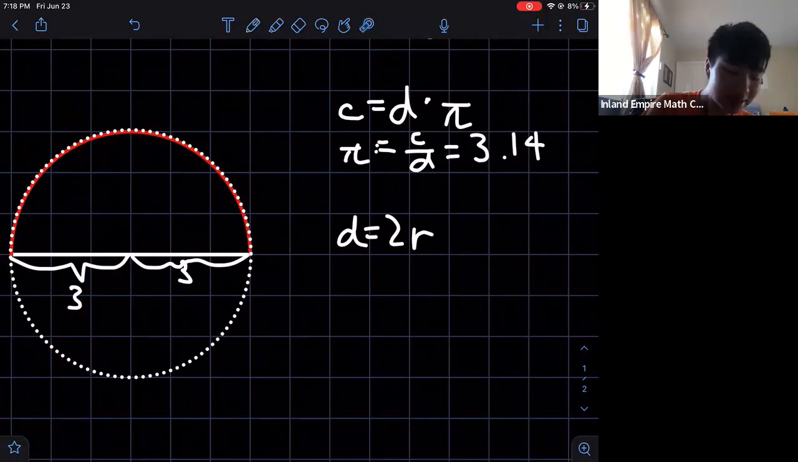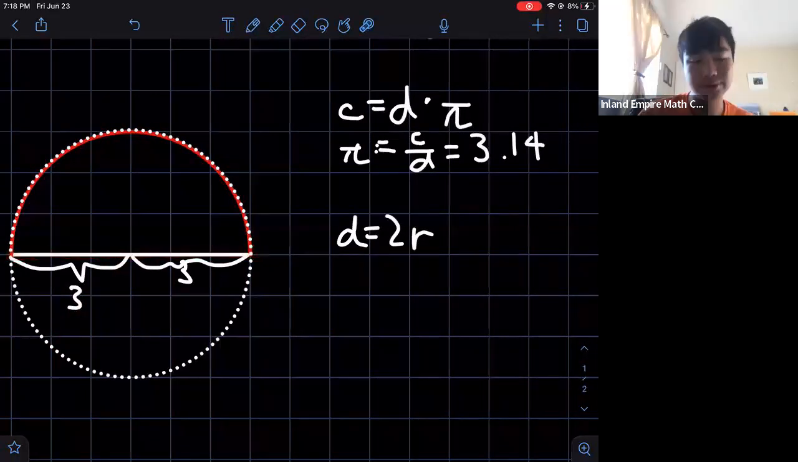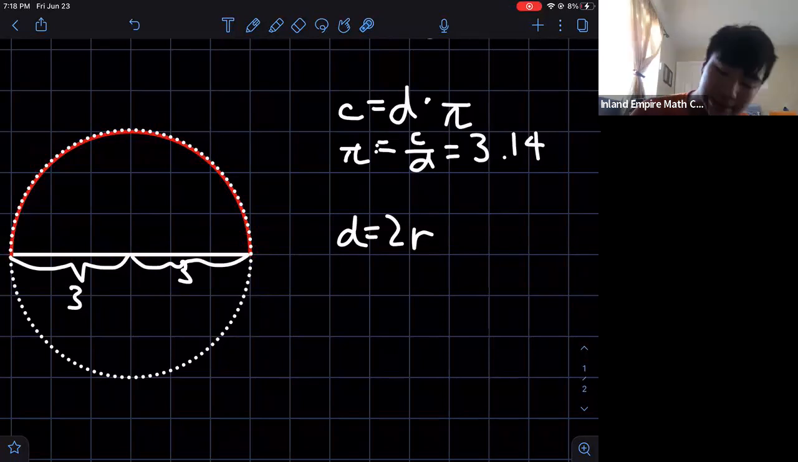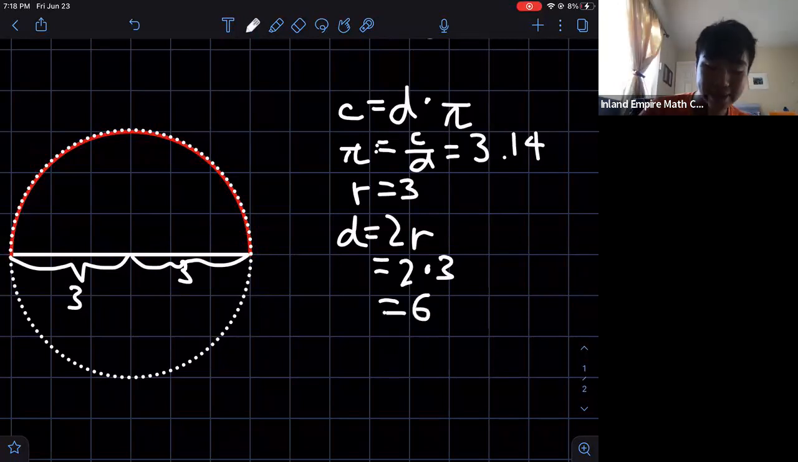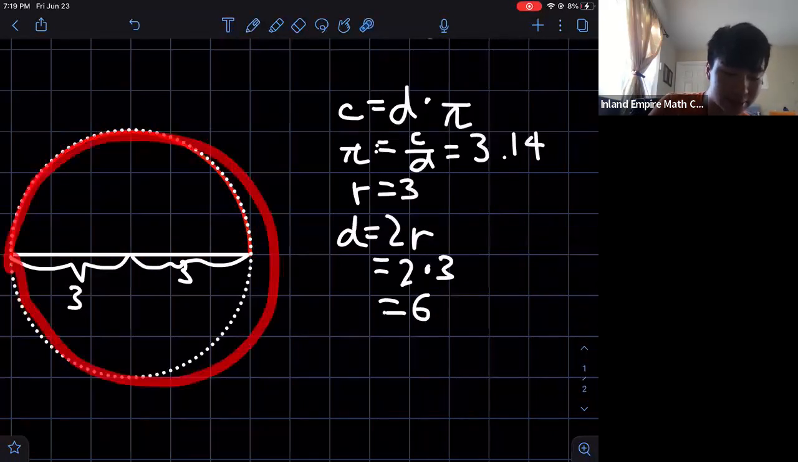In other words, the diameter is just from one side of the circle to the other. The radius is from the center to any point on the circle. But I digress. Basically, we can take this definition, meaning that r is going to be 3, which means that the diameter is going to be 2 times 3, which, as we all know, is 6. Now that we have that, we can figure out the circumference of this giant circle right here.